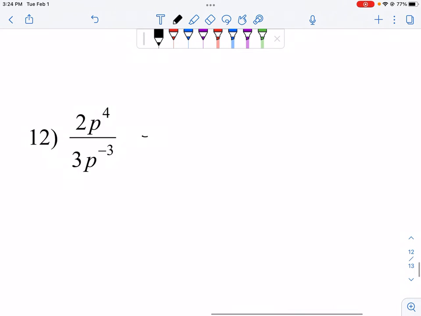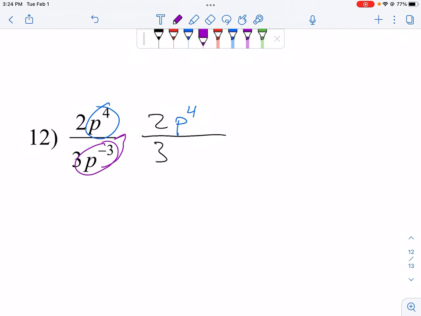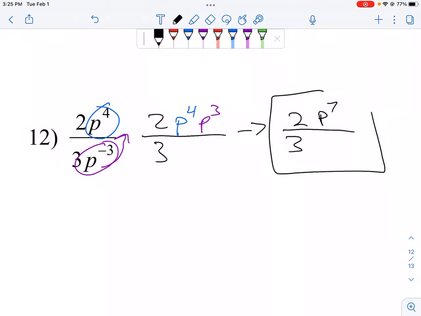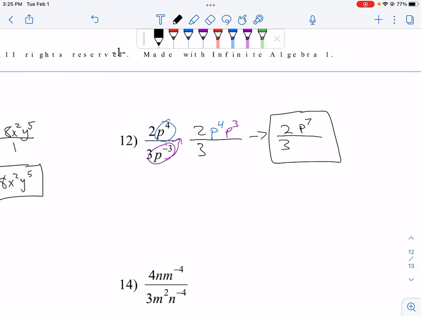In number 12, my base coefficients of 2 and 3 do not reduce, so I'm going to leave them as 2 over 3. And then I have p to the fourth, and I have p to the negative third. And in order to create a positive 3, I can move that up. So p to the positive third, and then that's going to allow me to calculate up p to the seventh. 2p to the seventh over 3.